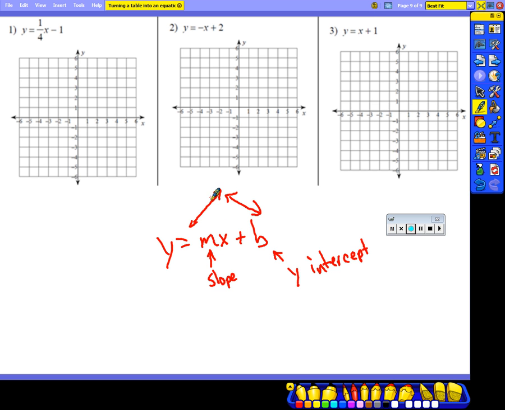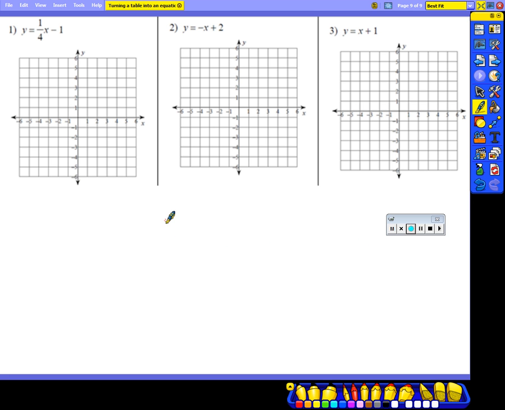If you have a positive slope, then it's going to be moving upward like this, and if you have a negative slope, it's going to be moving downward like this. And I'm going to show you some examples of that. Okay, so remember that when we're graphing these, we're using slope-intercept form, y equals mx plus b.